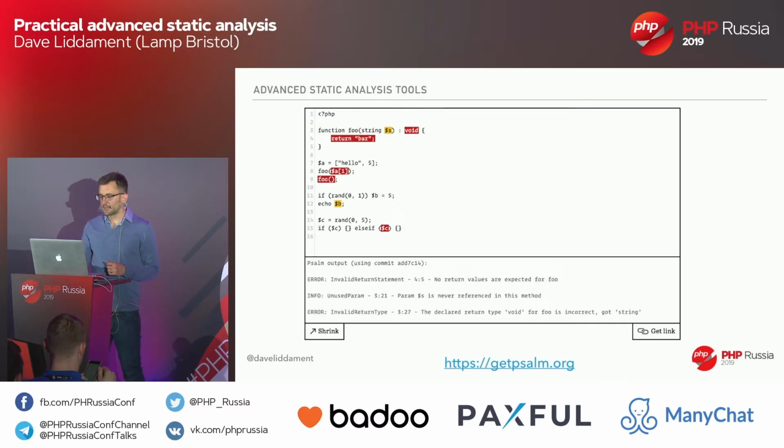So the first thing is you can go to the Psalm homepage, and you can try it out there and then. You can type some code in, and it pretty much tells you in real time the issues it would find. And actually, it finds a lot more issues than PHPStorm does out of the box. So it's great, you can have a play with it. PHPStan has a similar tool on its homepage as well.